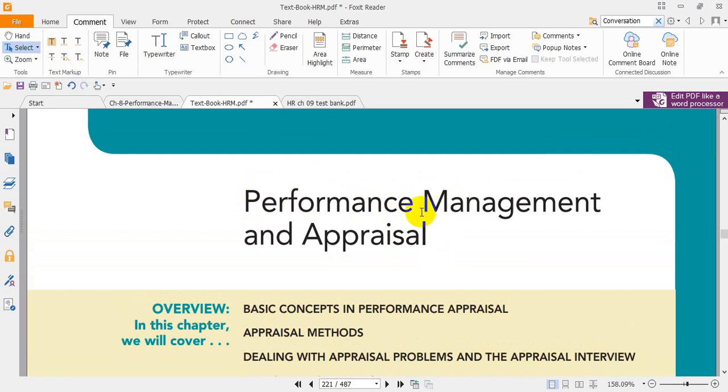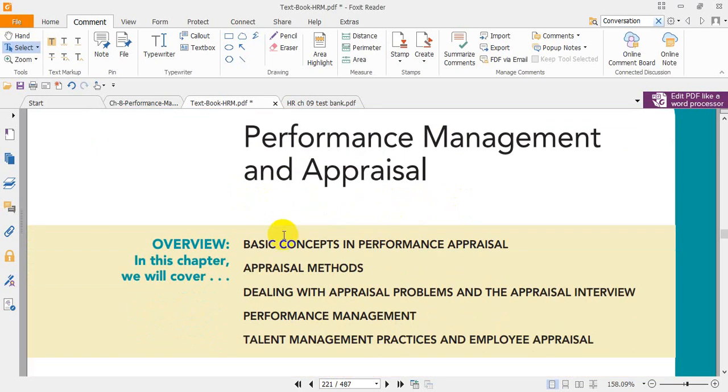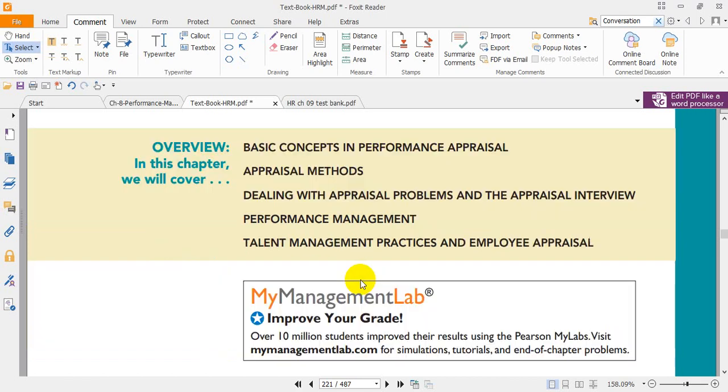Performance Management and Appraisal. In this chapter, we will cover these points: basic concepts in performance appraisal, and we will talk about appraisal methods and dealing with appraisal problems and the appraisal interview. We will also talk about performance management, and finally we will talk about talent management practices and employees appraisal.